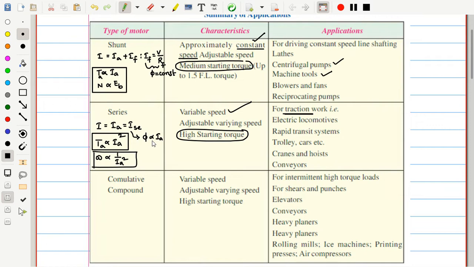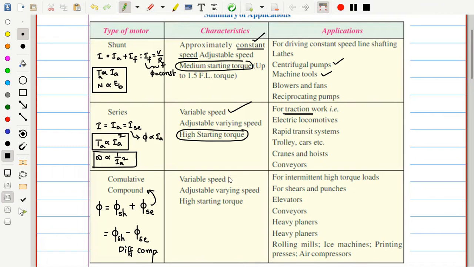So we had seen the other characteristics also. So you can see these will be the corresponding applications. Next is the cumulative compound, in which we said that the total flux is the sum of shunt field flux and the series field flux. If the series field flux adds to the shunt field, we call that a cumulative. So this is predominantly used. The differential compound is less used. When the series field flux is opposing the shunt field flux, this becomes the differential compound, whereas this becomes the cumulative compound.